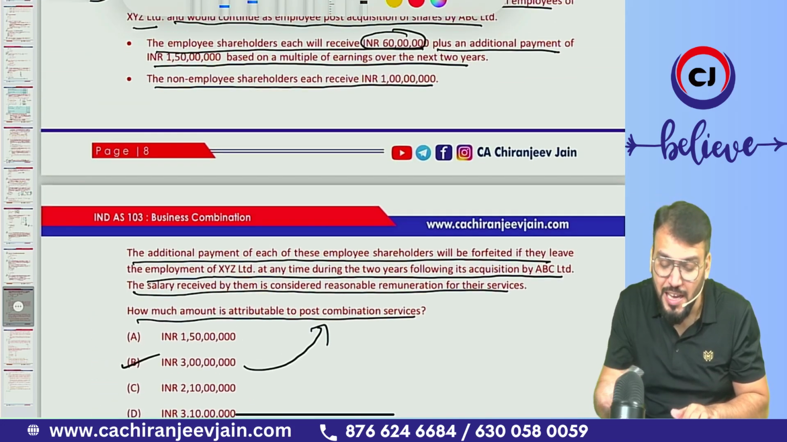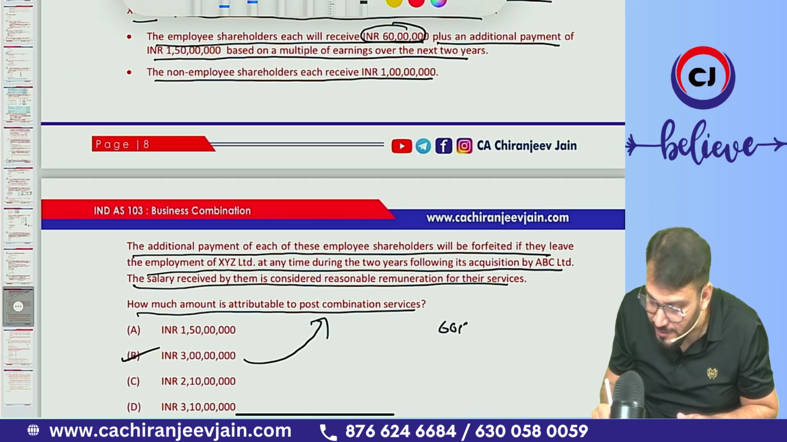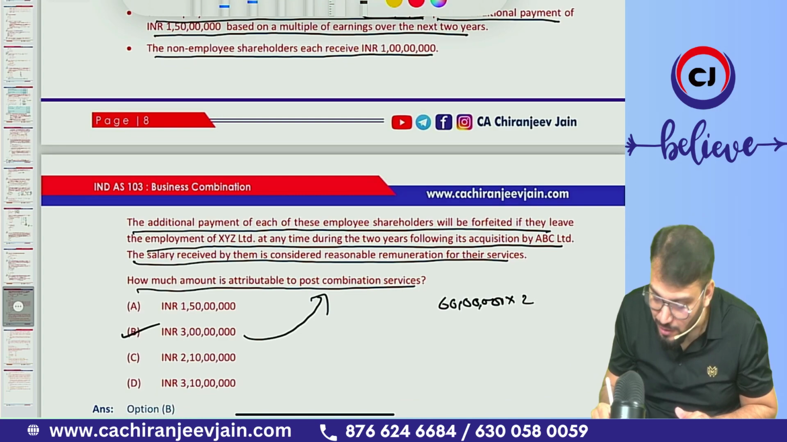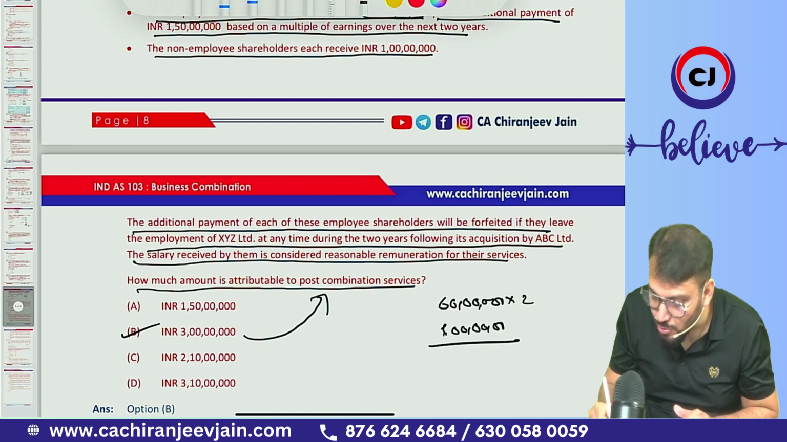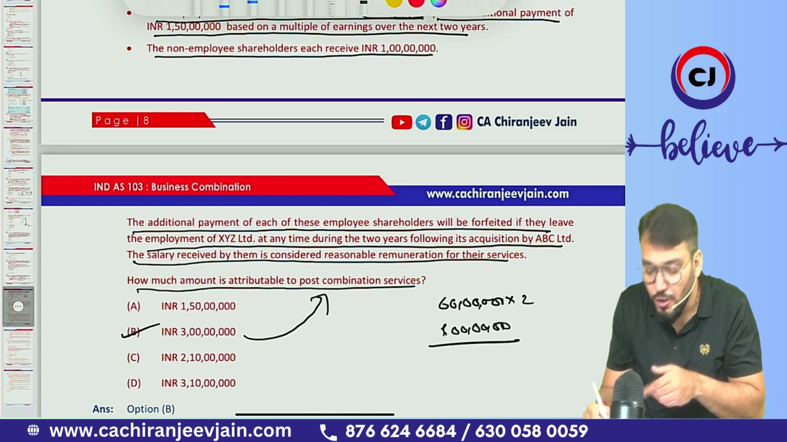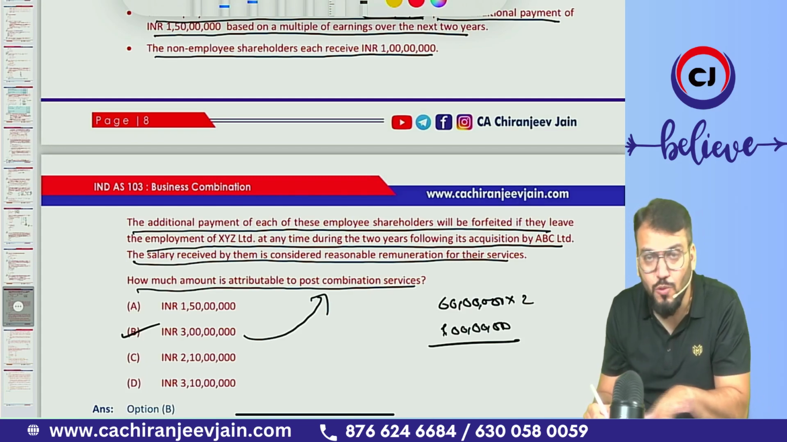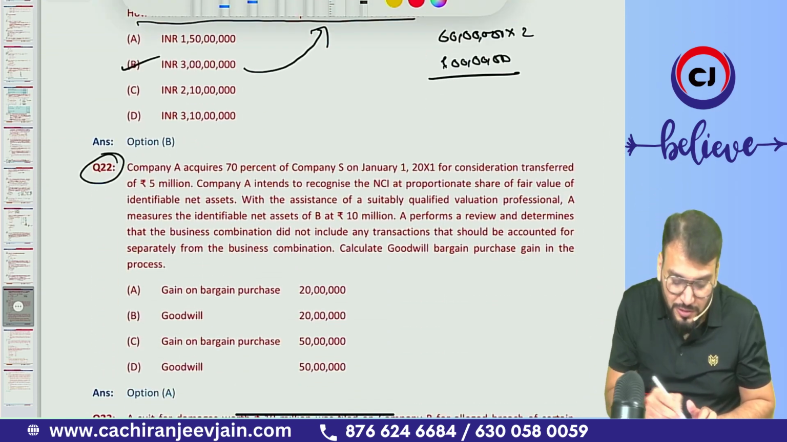Suppose in this question they ask you what is the amount of PC. So 60 lakh is the fixed payment multiplied by 2 because there are 2 employee shareholders, and 1 crore is payable to non-employee shareholders. So the total becomes how much? 1 crore plus 1 crore 20 lakh. That will become the amount of PC if they ask you the PC calculation in this particular question. Chalega? Yes sir.